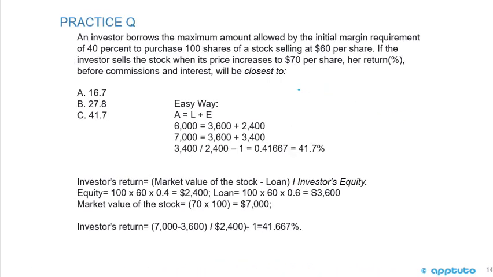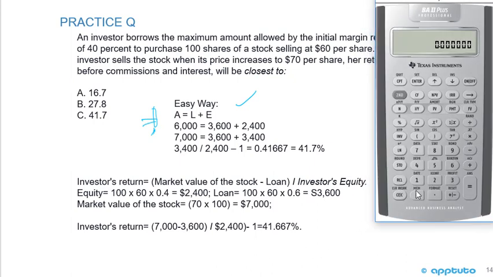Okay, a couple ways to tackle this problem, but I put here again my recommended way. Assets equals liabilities plus equity. So we bought 100 shares at $60 per share. That's 6,000, and our initial requirement was 40%. So we always have to remember that initial margin is our E. So what we do is 6,000 times 0.4, and we know that our initial E is 2,400. So we would have borrowed 3,600.